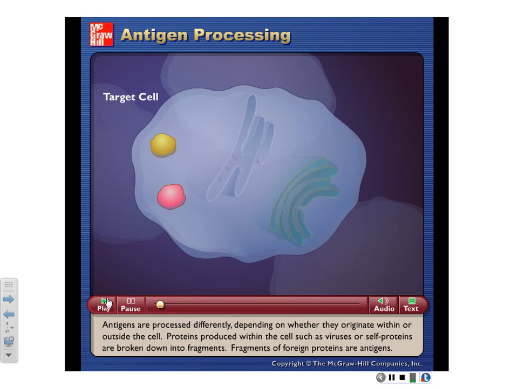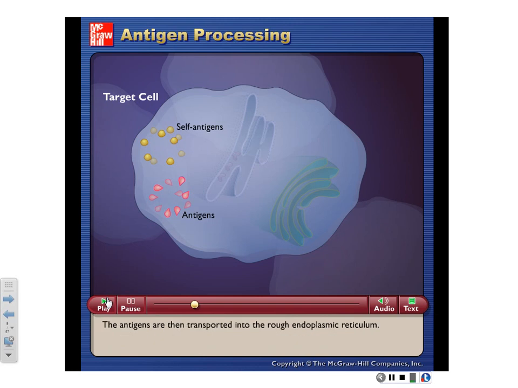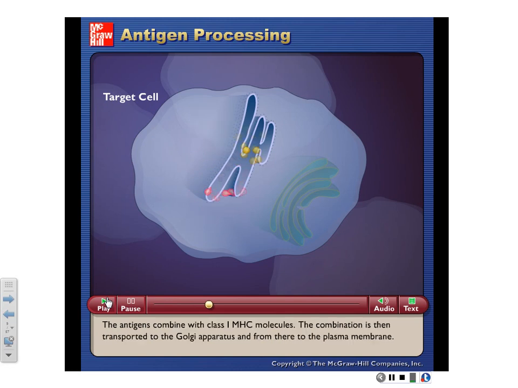Antigens are processed differently, depending on whether they originate within or outside the cell. Proteins produced within the cell, such as viruses or self-proteins, are broken down into fragments. Fragments of foreign proteins are antigens. The antigens are then transported into the rough endoplasmic reticulum. The antigens combine with class I MHC molecules. The combination is then transported to the Golgi apparatus and from there to the plasma membrane.